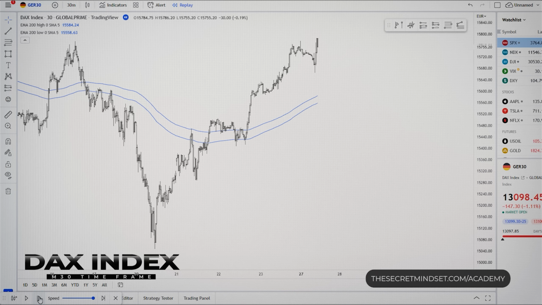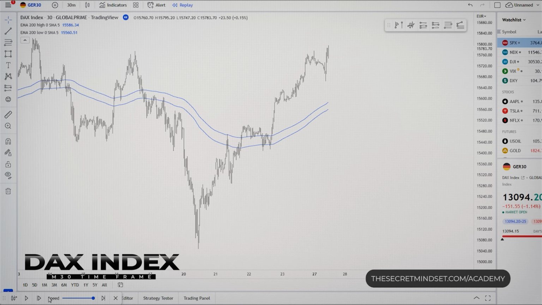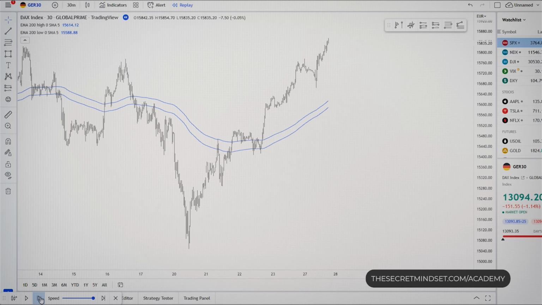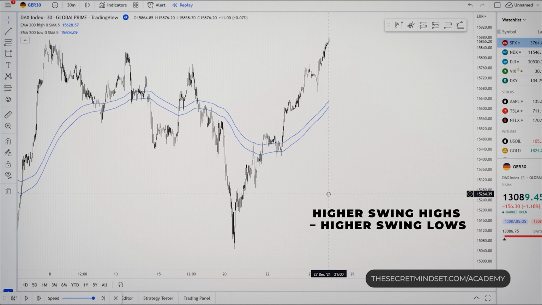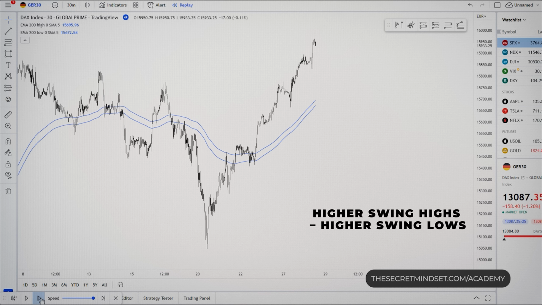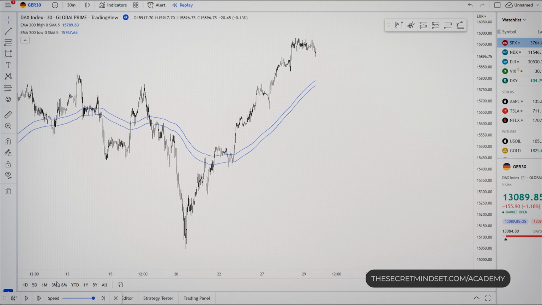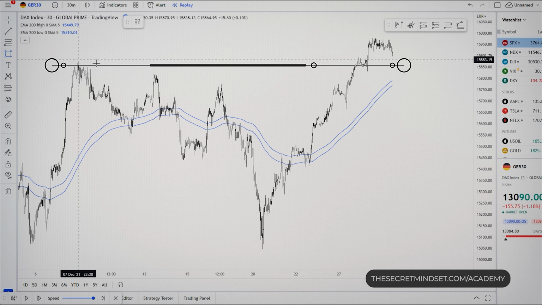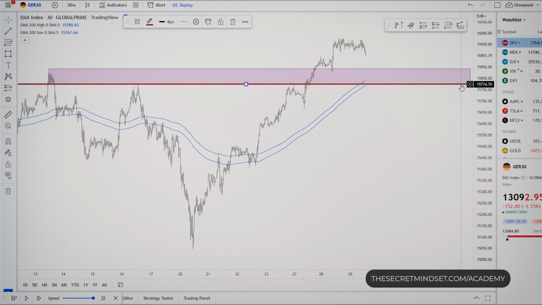We change markets once again, and we trade DAX index on the 30-minute time frame. I see a strong uptrend, higher swing highs, higher swing lows. Price above the 200 EMA channel, so market conditions favor long trades. Price broke this resistance level, and now we expect it to hold and act as a new support.